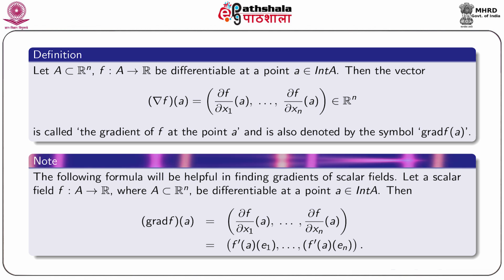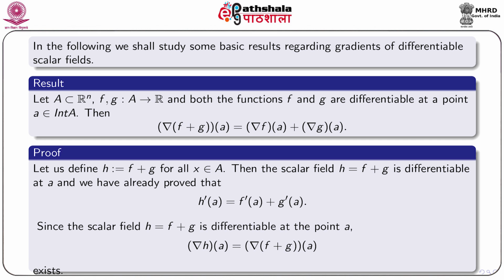Now, whenever we are going to find grad f at some point a, the following formula will be very helpful. We have grad f(a) equal to ∂f/∂x_1 (a) up to ∂f/∂x_n (a). So, that is nothing but f'(a) operating on e_1 up to f'(a) operating on e_n. Now, we are going to study some basic results regarding gradients of differentiable scalar fields. The first result follows.